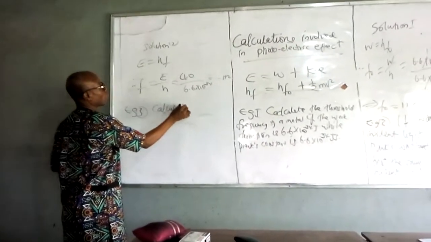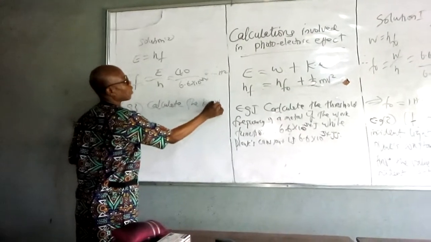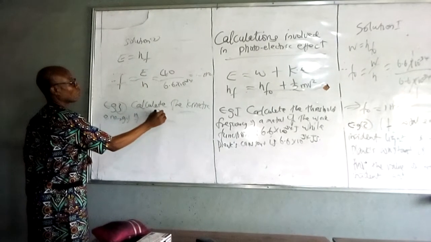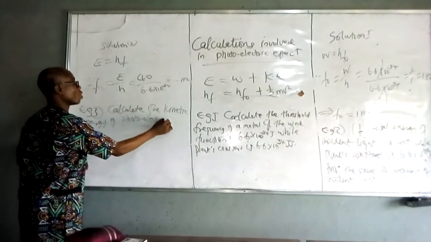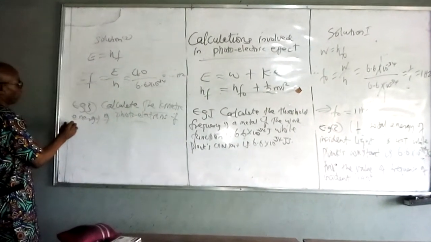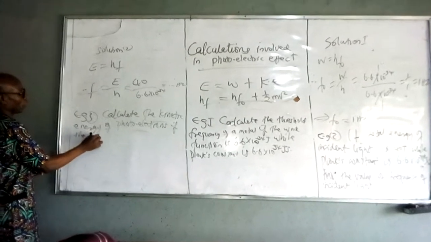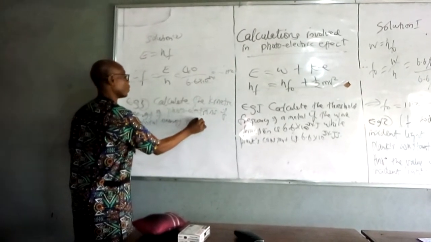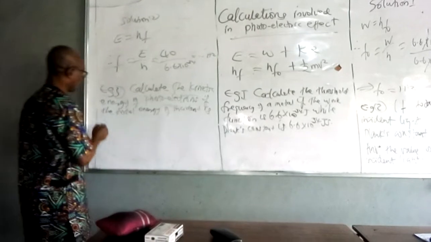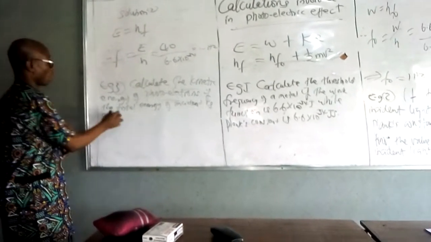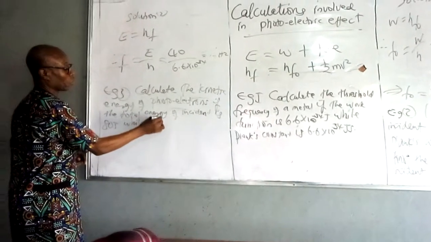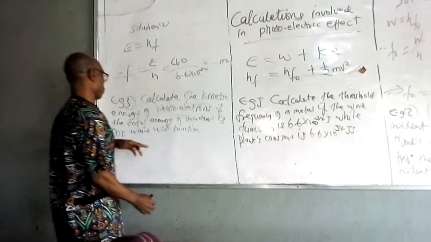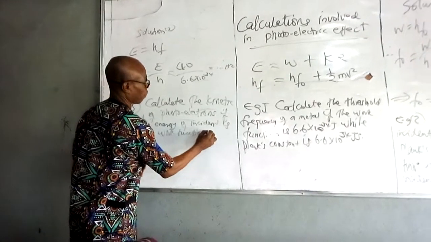Calculate the kinetic energy of photoelectrons if the total energy of incident light is 80 joules, while work function is 30 joules.